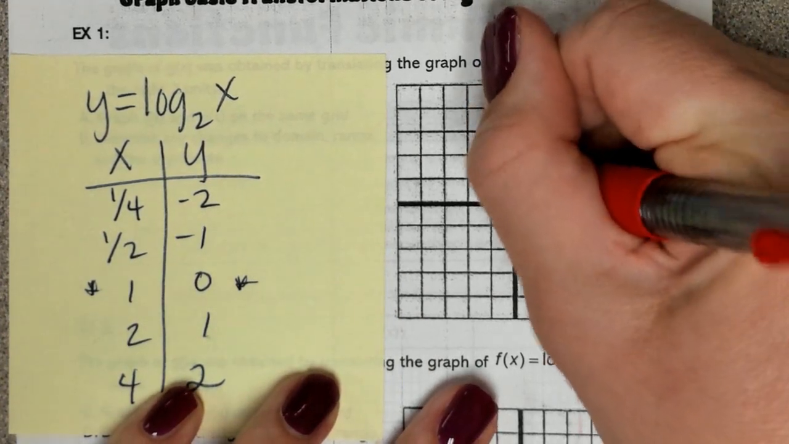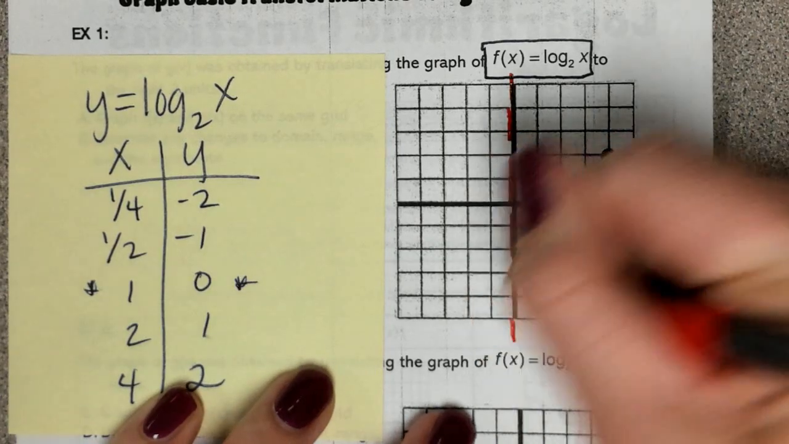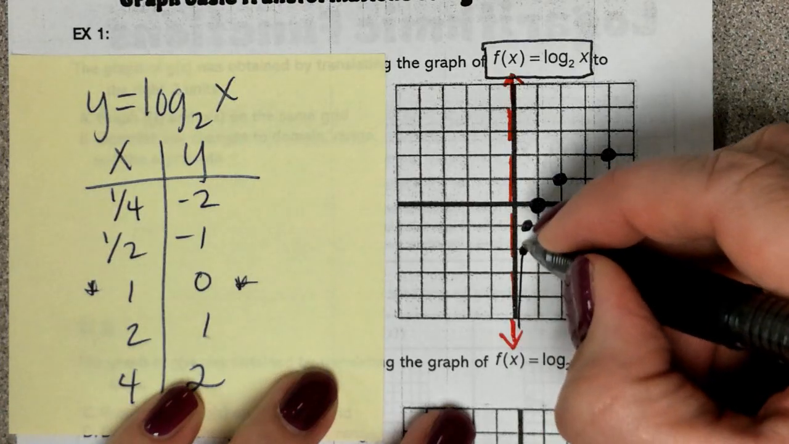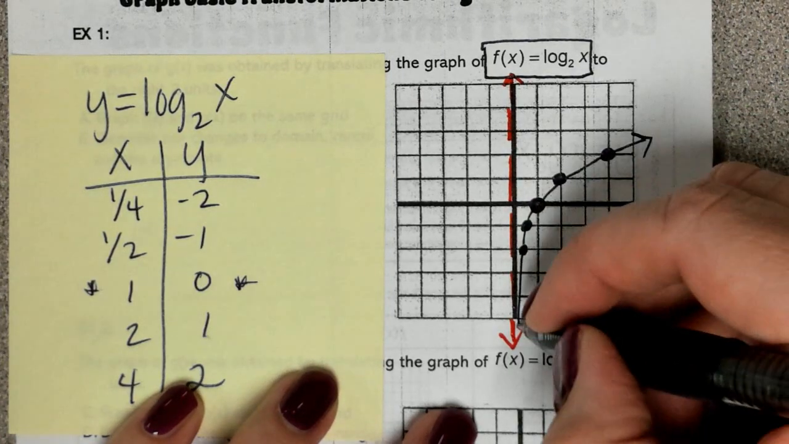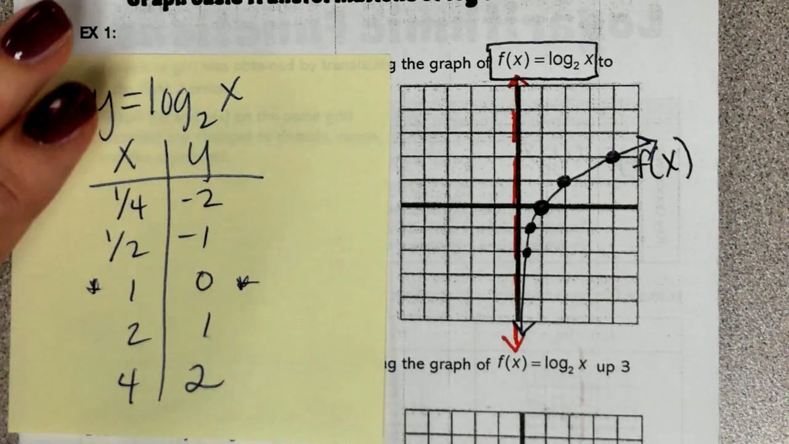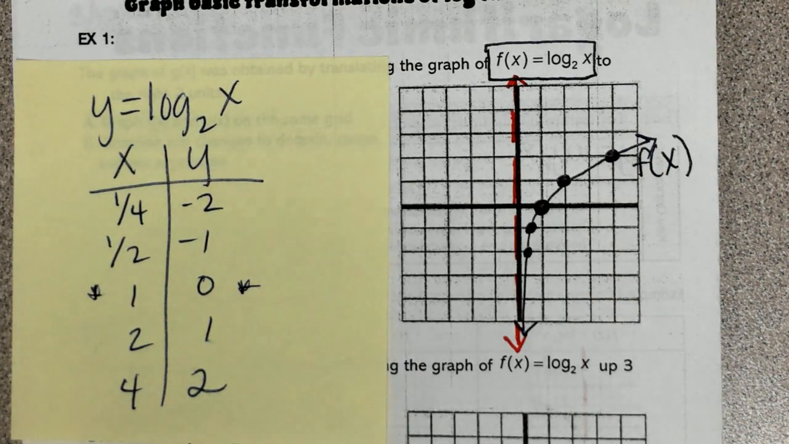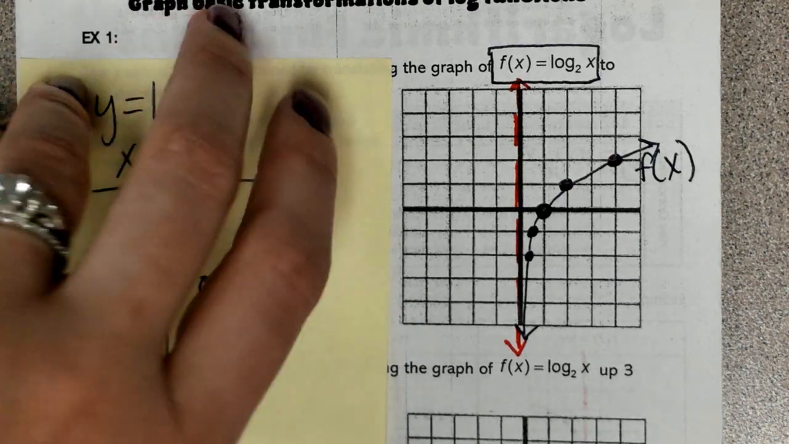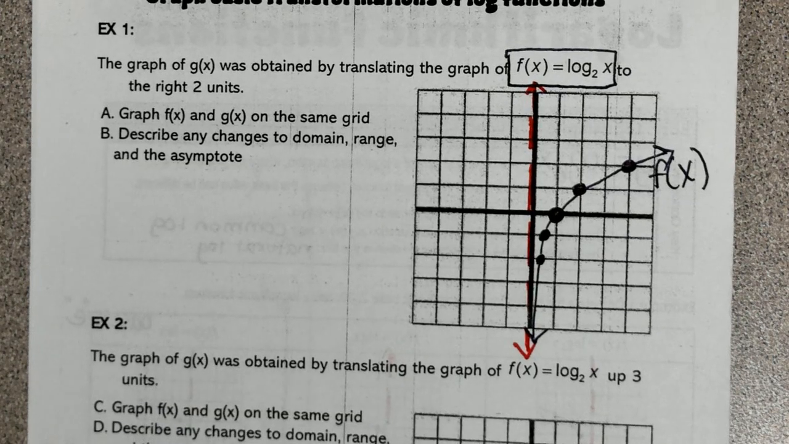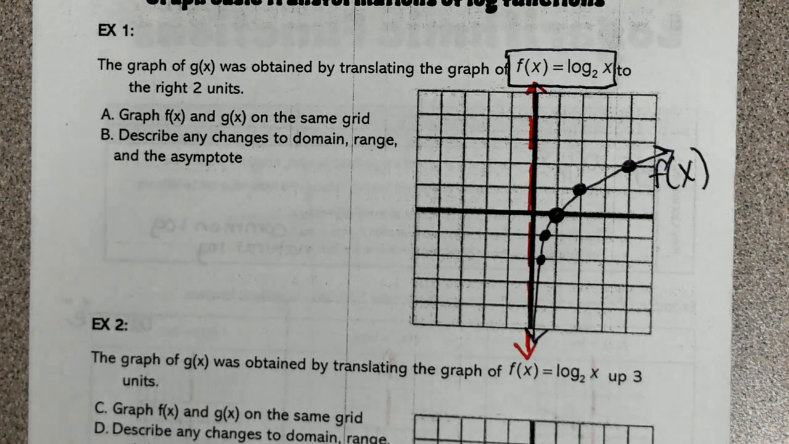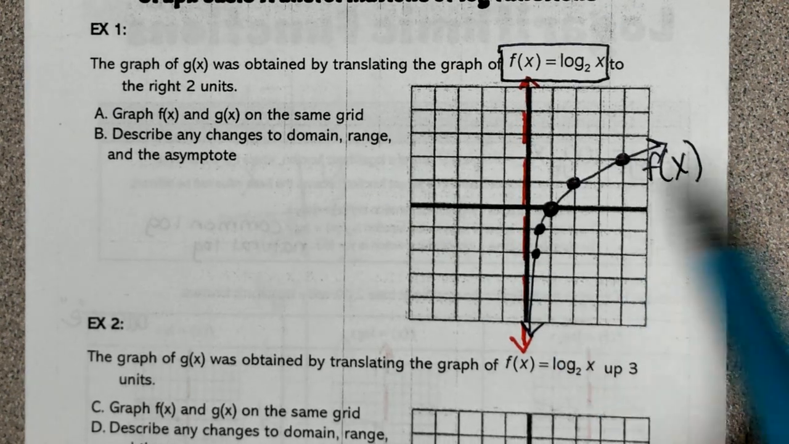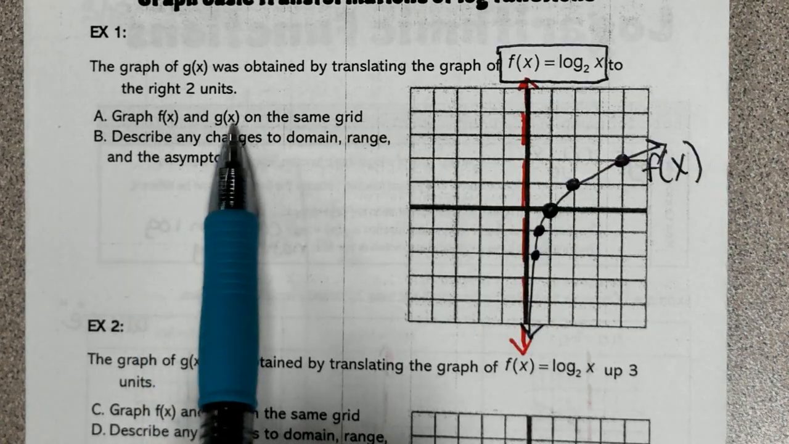So I'm going to make sure that I draw in the asymptote and then connect my points and label this f of x. Always want to label your functions when you're putting more than one on a graph. Okay. So that's f, that's our parent. Now we want to graph g of x on the same grid.